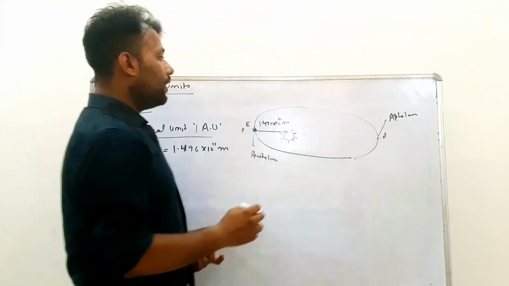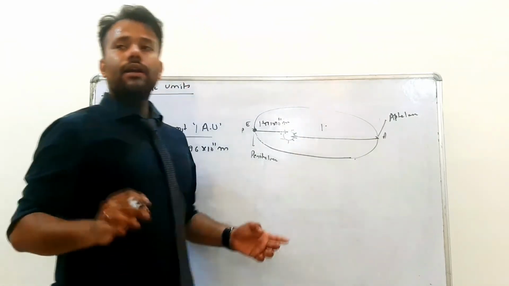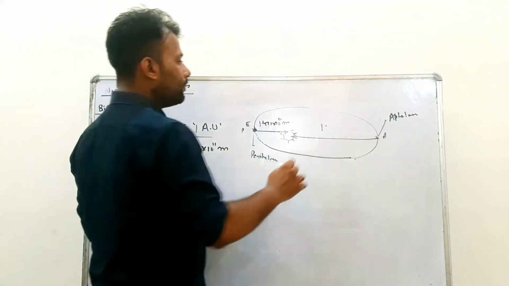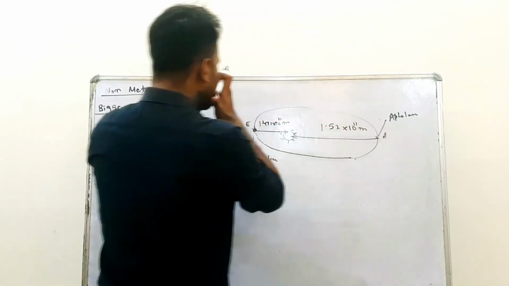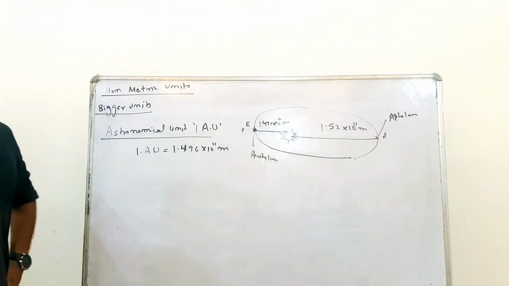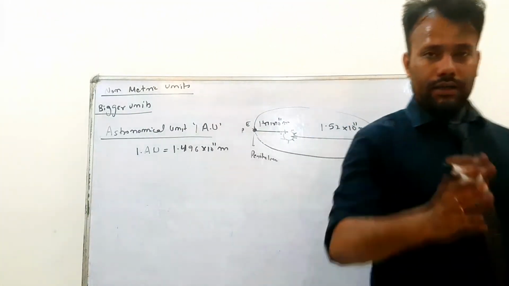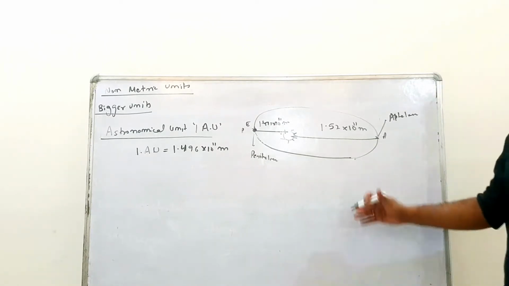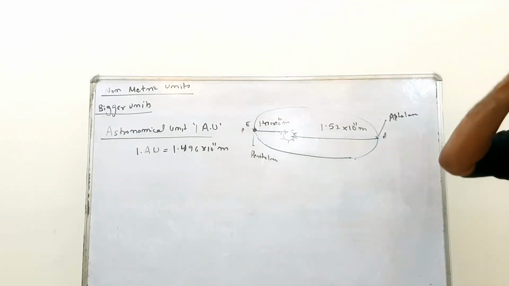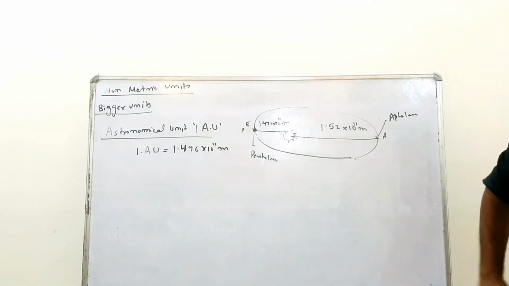Now Earth revolves around the Sun and it reaches a point A known as aphelion. The distance between the Earth and Sun will become 1.52 into 10 to the power 11 meter. So you see that the distance is not constant. The shortest distance, that is the perihelion, is 1.471 into 10 to the power 11 meter, and when it is the farthest from the Sun, it is 1.52 into 10 to the power 11 meter. So it is not constant.